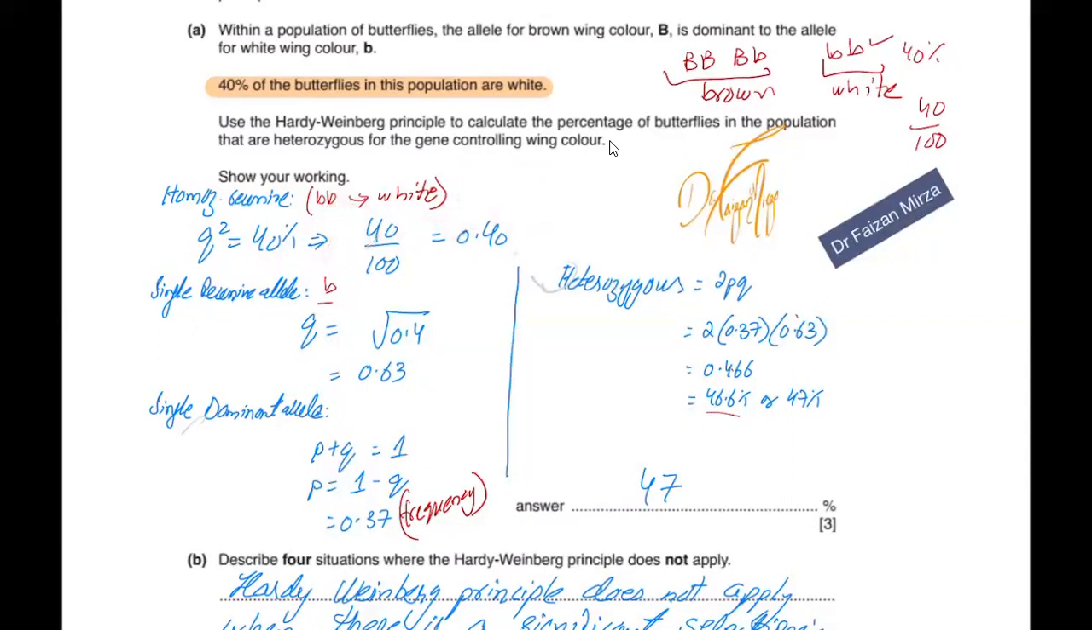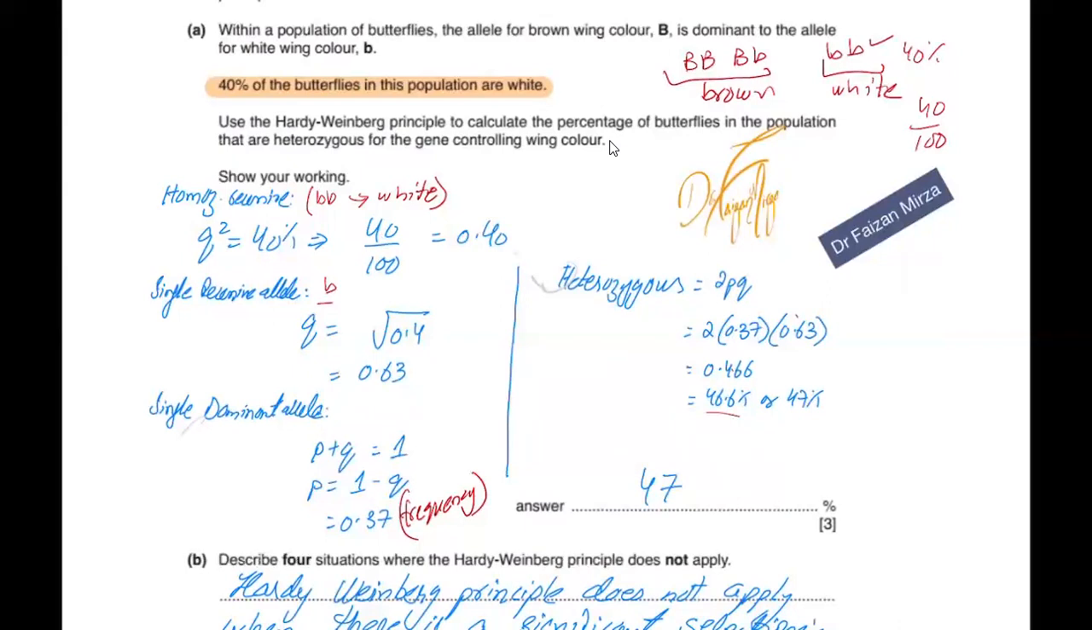So what about the single recessive allele? q square is 0.4. For the single recessive allele, we need to just take the square root of the value of q square. The value of q square is 0.40. We take the square root of this and we get 0.63. The value of q is 0.63. So q square, small b small b, was 0.4, and the single recessive allele q, which is single b, is actually 0.63.